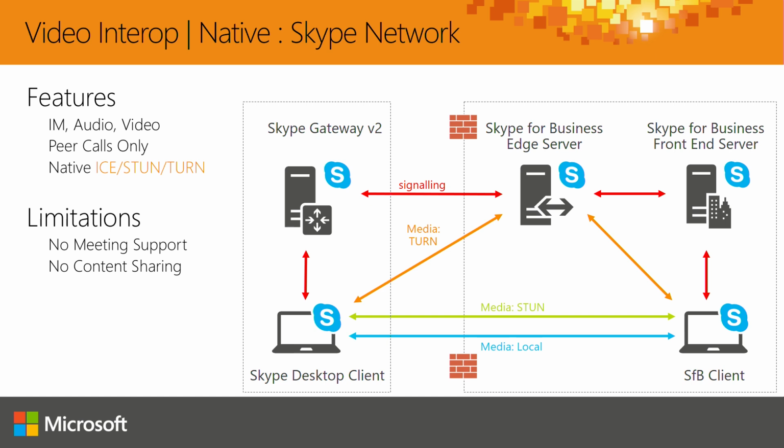If the networks are non-routable, they will definitely inject the Edge in the middle, and Edge will proxy basically the traffic, and it is all thanks to the ICE STUN TURN capability, right? That's one of the video interop, going back to the Skype network. What's not available, you cannot bring the Skype client into your Skype for Business conference call. It's always point-to-point, and it always gives you the capability to do voice and video. So no content sharing is available, no joining conference calls.